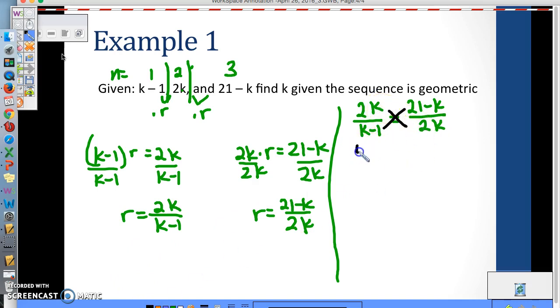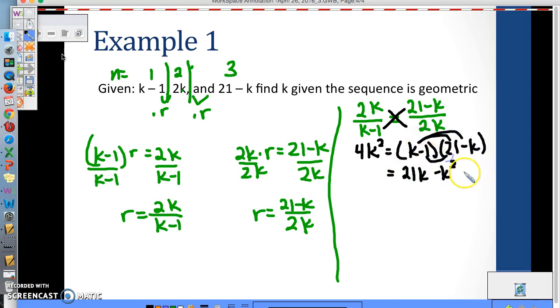2k times 2k, so 4k squared, equals (k minus 1) times (21 minus k). So we have to distribute this out. So we have 21k minus k squared minus 21 plus k. So on this side we have 22k minus k squared minus 21.